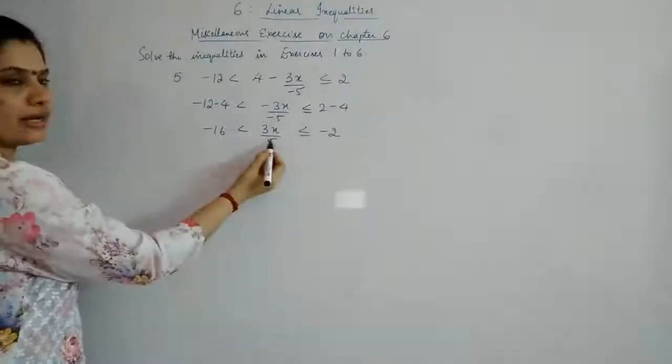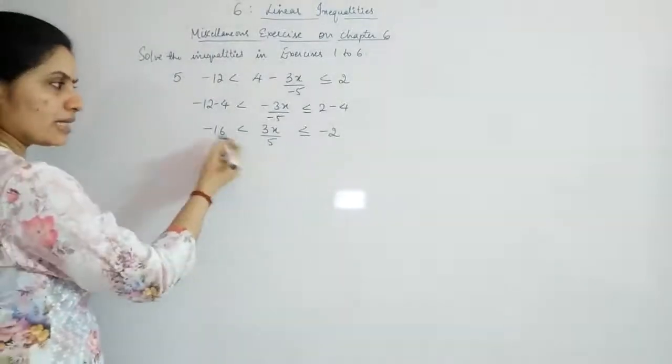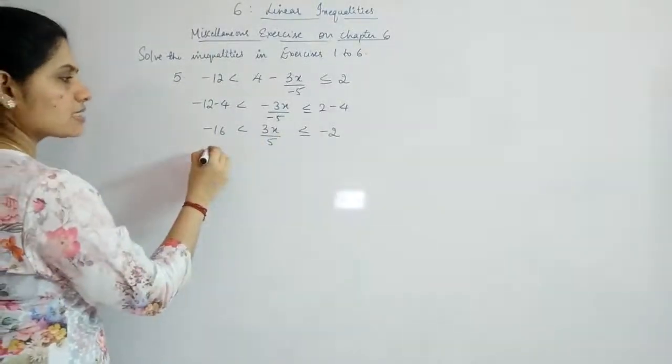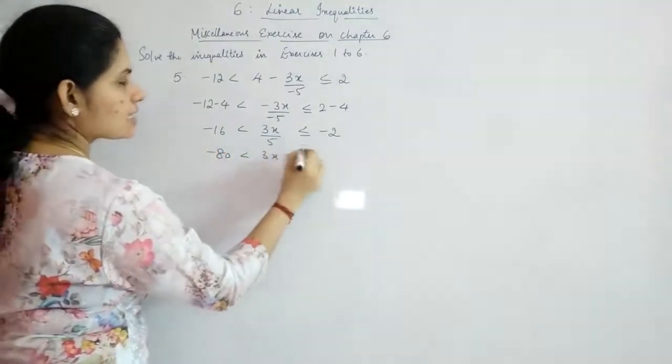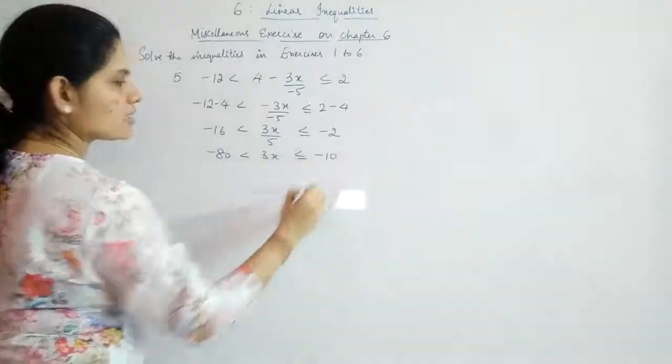Now you have to remove 5. Next step is to multiply throughout by 5. So you'll get minus 16 into 5, which is minus 80, less than 3x less than or equal to minus 2 into 5, which is minus 10.